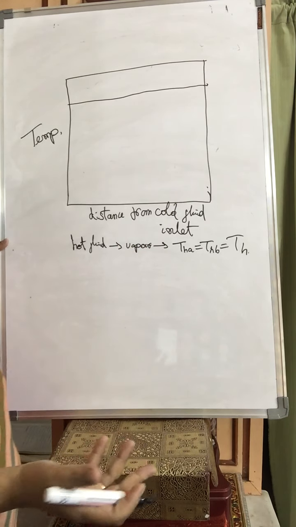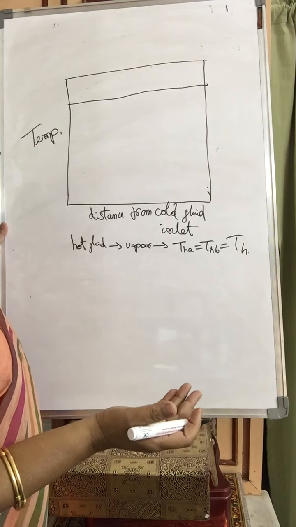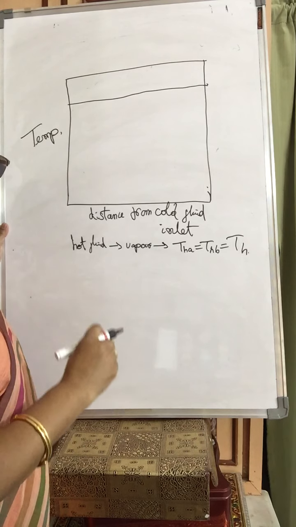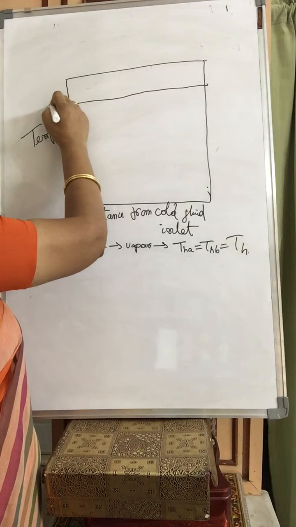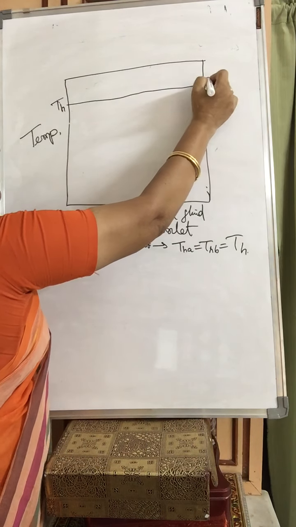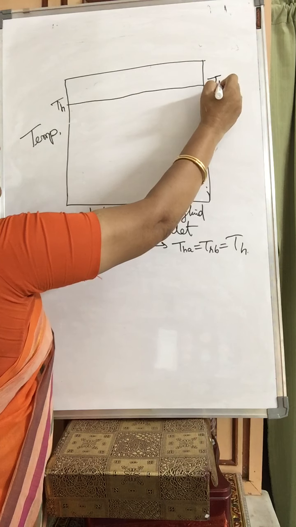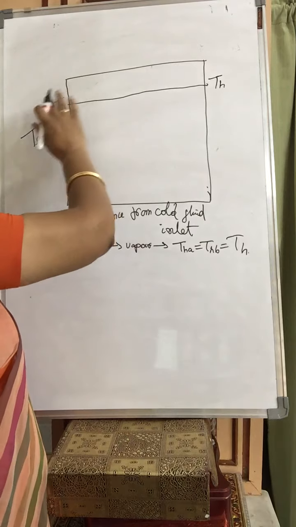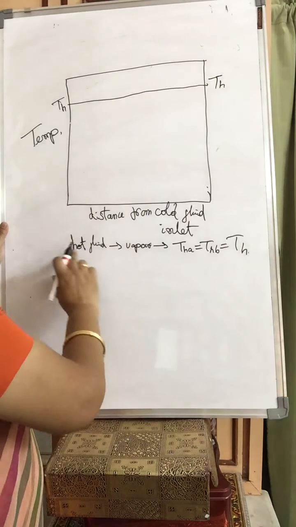It is not changing. Vapor temperature is not changing, and we are assuming that it enters at its condensing temperature TH and also leaves at its condensing temperature TH. It's not changing. So you will get a horizontal line, hot fluid.